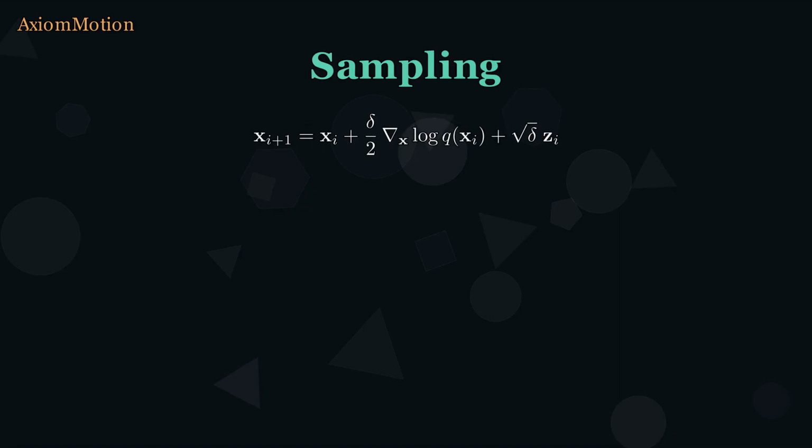The recipe is called Langevin dynamics, and it is beautifully simple. Start anywhere, then repeat one step. Take a small step in the direction the score points, toward higher density, and add a small kick of random noise. The score keeps you near the data, the noise keeps you exploring. Repeat, and the points you visit are samples from the distribution.